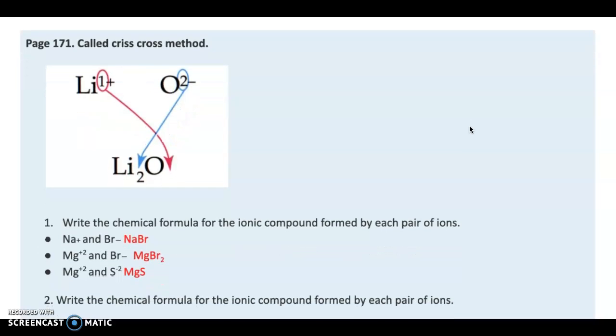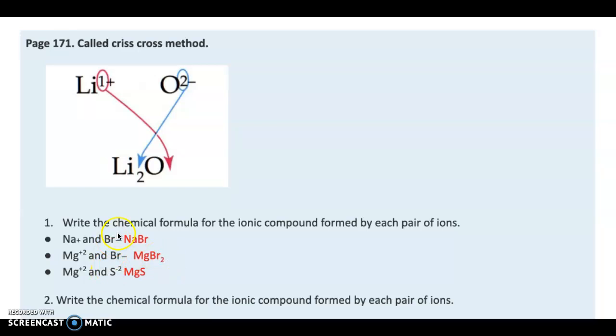Okay, now we'll be creating something that is called chemical formula. I like this method. It's called crisscross method. And the first question is on page 171. It's asking you to write the chemical formula for the ionic compound formed by each pair of ions. So, ionic compound is something that is made of a positively charged ion and negatively charged ion. You need to have something that is positive and negative, so it becomes a neutral compound.